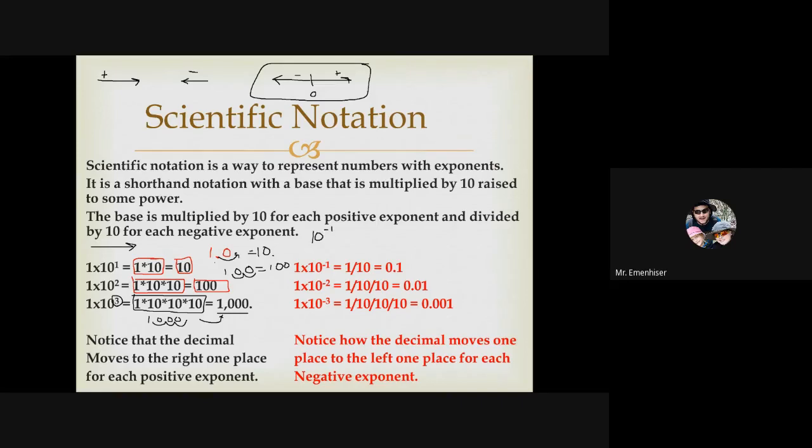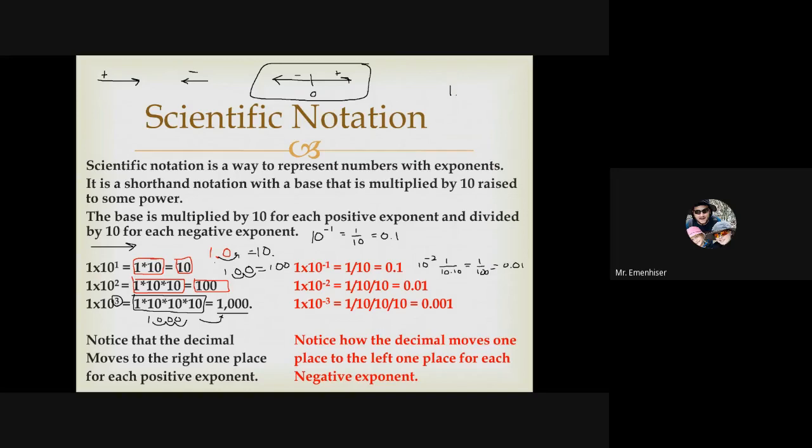10 to the minus 1 is equal to 1 over 10. Okay, a negative exponent is this on bottom. Okay, and that's 0.1. All right, 10 to the minus 2 is 1 over 10 times 10, which is 1 over 100, which is 0.01. Okay, and the same thing for 10 to the minus 3. It's 1 divided by 10 times 10 times 10. Now let's do it with the decimal trick.